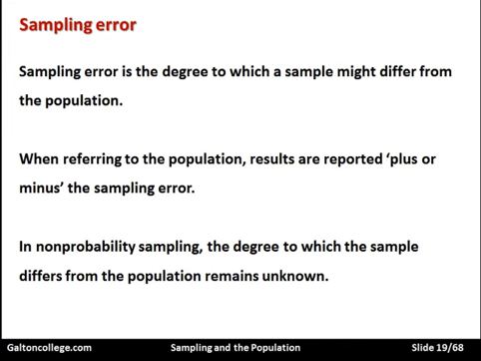In non-probability sampling, the degree to which the sample differs from the population remains unknown. It's not probability sampling, so we can't have plus or minus some figure. We just simply say that's what the sample found, and we're not too sure if that is a good, accurate representation of the population figure.